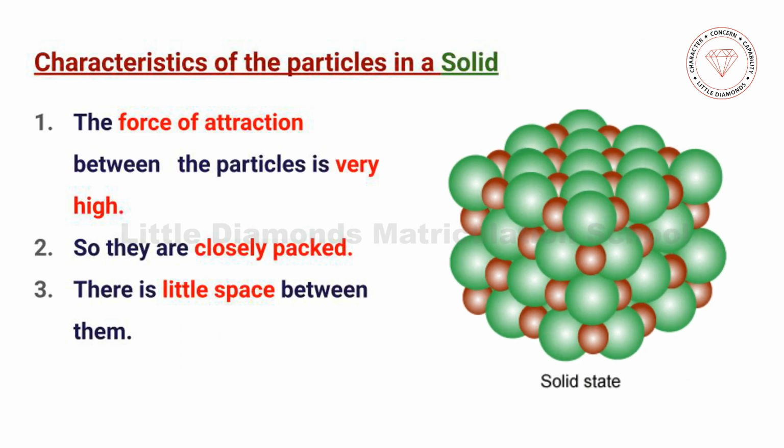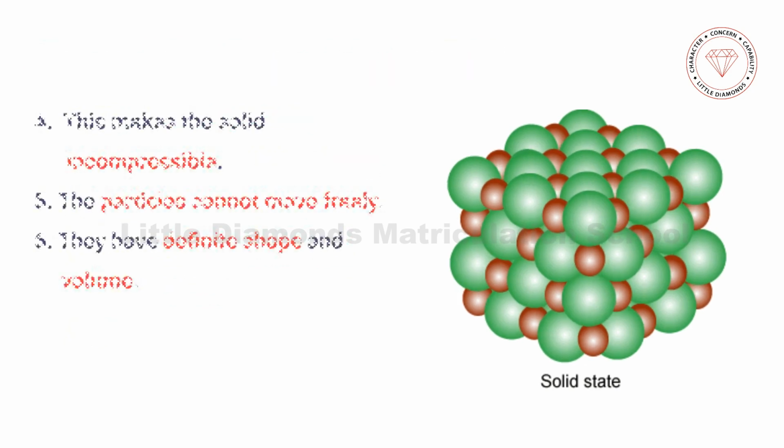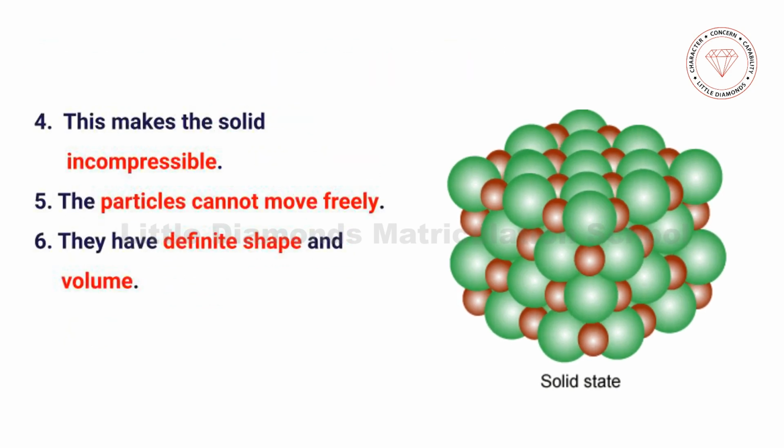Characteristics or properties of the particles in a solid. The force of attraction between the particles is very high in a solid. That means the pulling force between the atoms in a solid is very high. So there is little space between them and they are closely packed. As a result, the solids have a fixed or definite shape.